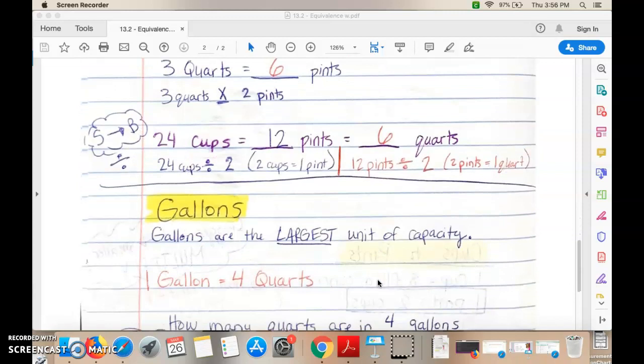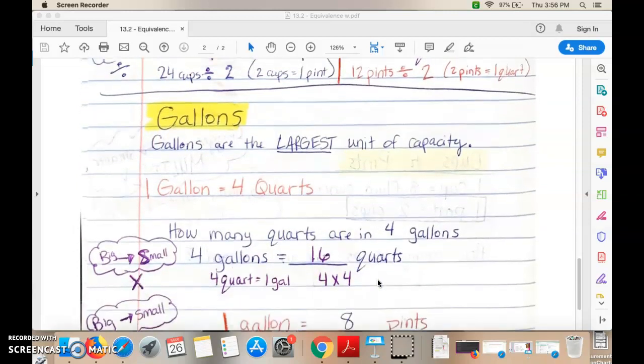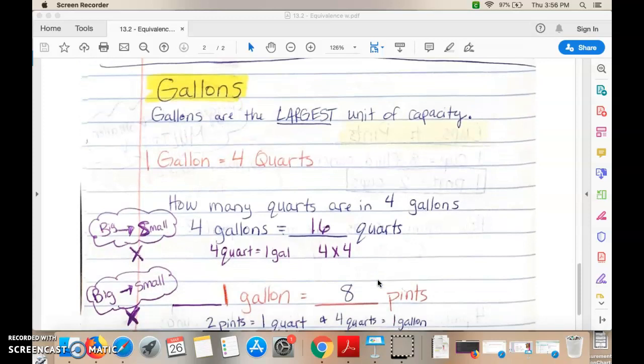Okay? And then we move on to gallons. Gallons are the largest unit of capacity. We use gallons to measure large amounts of liquid. The biggest one that comes to my mind would be a gallon of gas, right? We don't talk about gas when we fill up our cars with gas. We don't talk about, oh, well, how many pints did you fill it up with? Nope. We talk about gallons, because gallons are the largest unit of capacity. So when we do very large amounts of liquid, we talk about it in the sense of gallons. So 1 gallon is the same thing as 4 quarts.